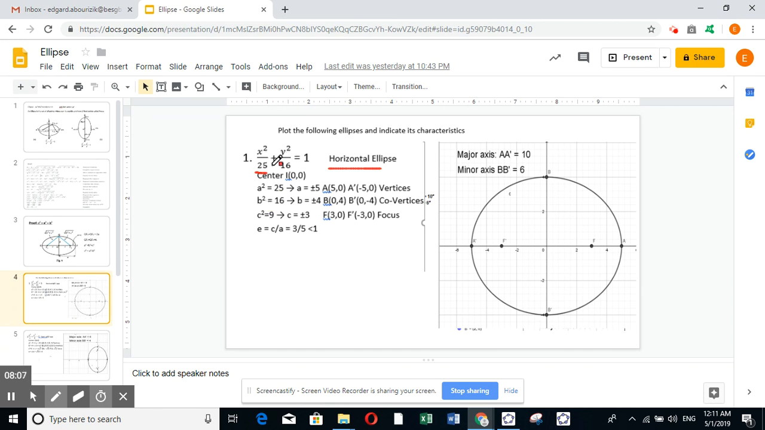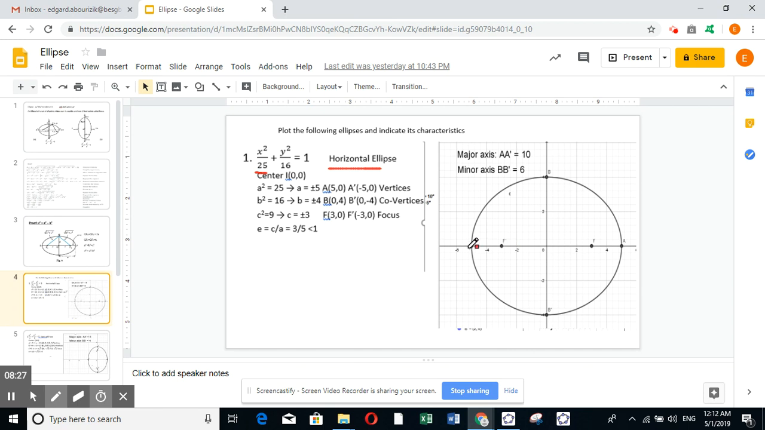Now we have a square. Always the biggest one will be a square, which is 25. Because it's horizontal, it must be on the x-axis, so we say 5, 0 and minus 5, 0. The co-vertex will be on the y-axis. b square is 16, so b is plus or minus 4. So 0, 4 and 0, minus 4.